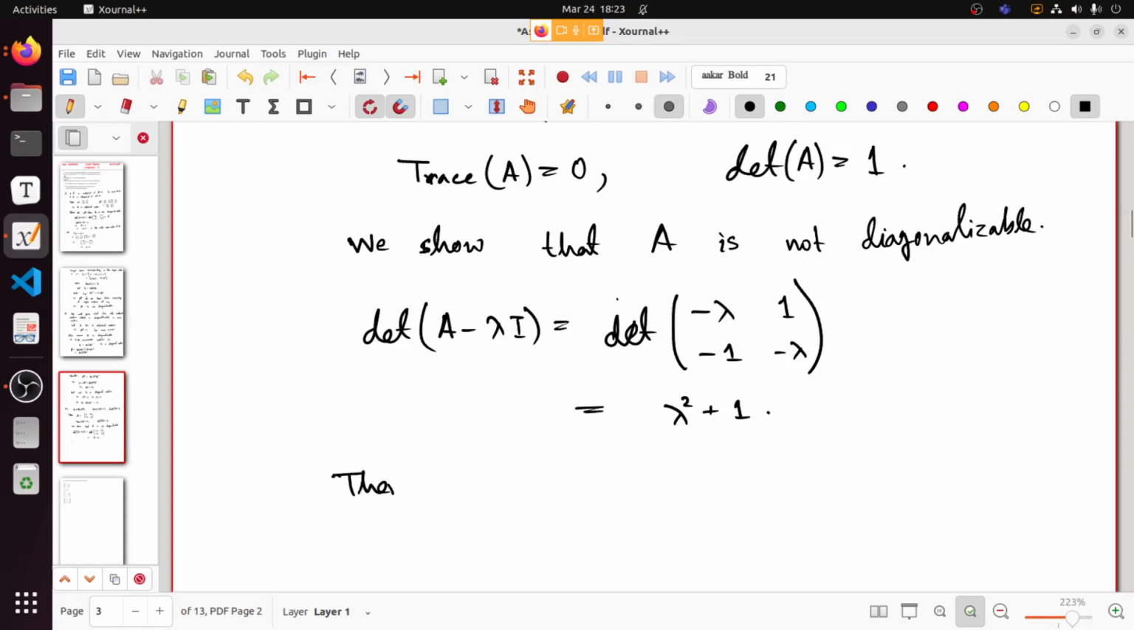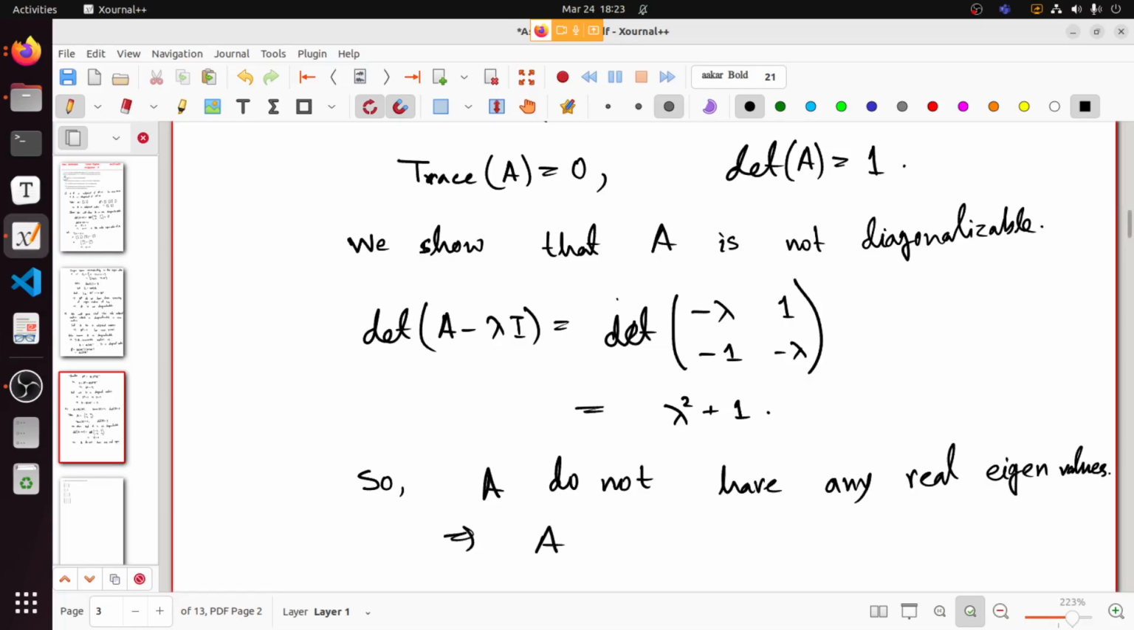Therefore, A does not have any real eigenvalues, which means A is not diagonalizable.